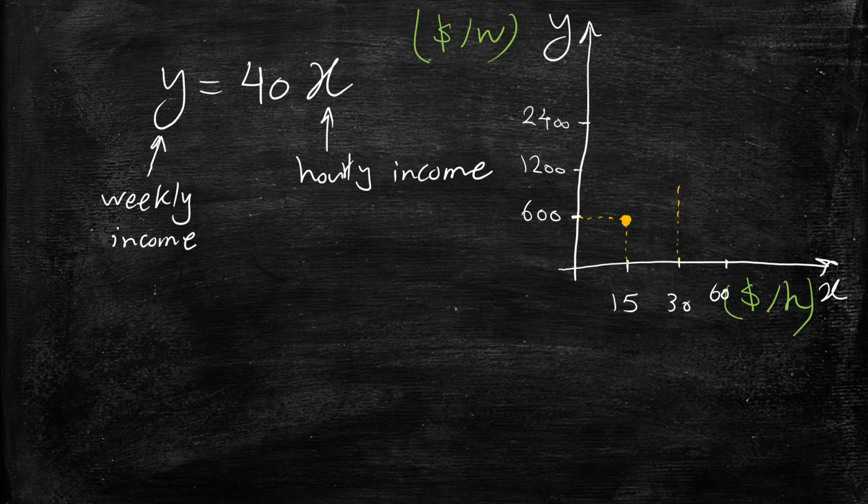Next, 30. You put a perpendicular dotted line from 30 and also from 1,200 until they meet each other. So this point is your income. When you earn $30 per hour, you'll get $1,200 per week, and so on for 60 and 2,400. This is where you stand. And you can see this is a straight line, a linear shape like this. You can connect them. So the higher you get paid per hour, the higher you get per week, obviously. So I wish you'll stand here.